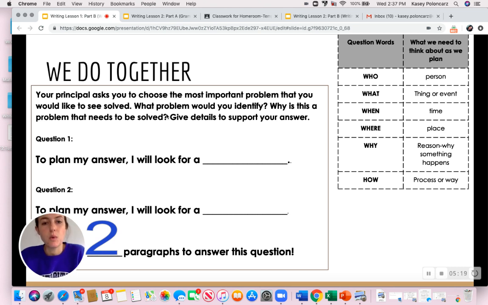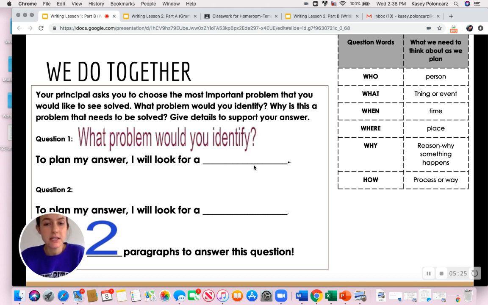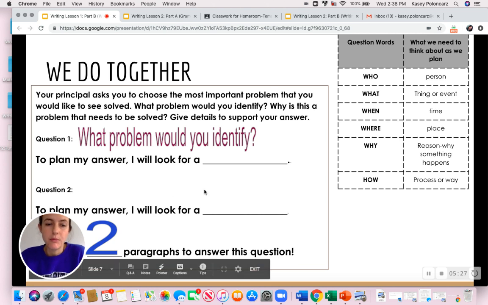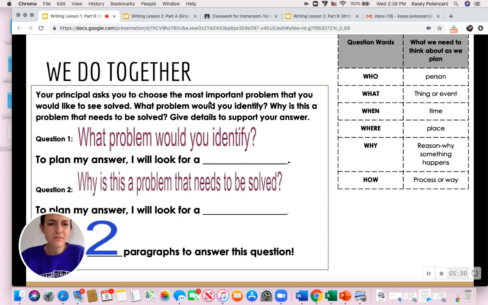The first question is, what problem would you identify? And the next question is, why is this a problem that needs to be solved? If you thought that it was give details to support your answer, this is not a question. This is just telling us that we're going to need more information to support our answer. There is no question words who, what, when, where, why, or how in give details to support your answer. So that is not a question. The first sentence is just giving us information about the questions. So we really want to focus in on those question words to find the questions.